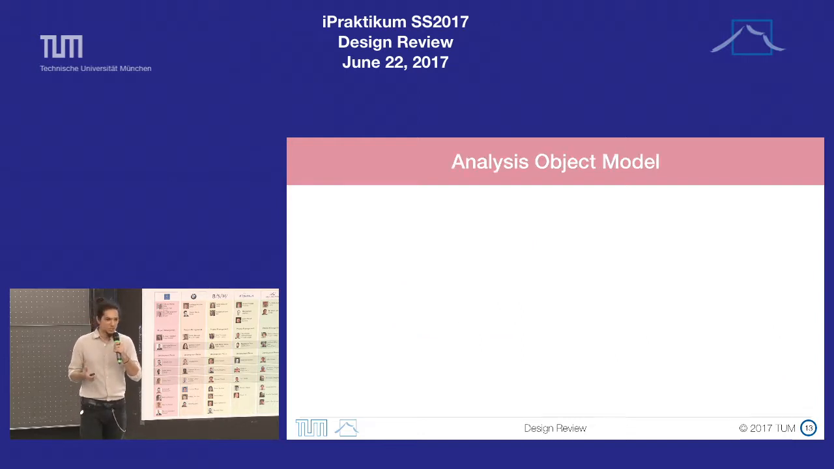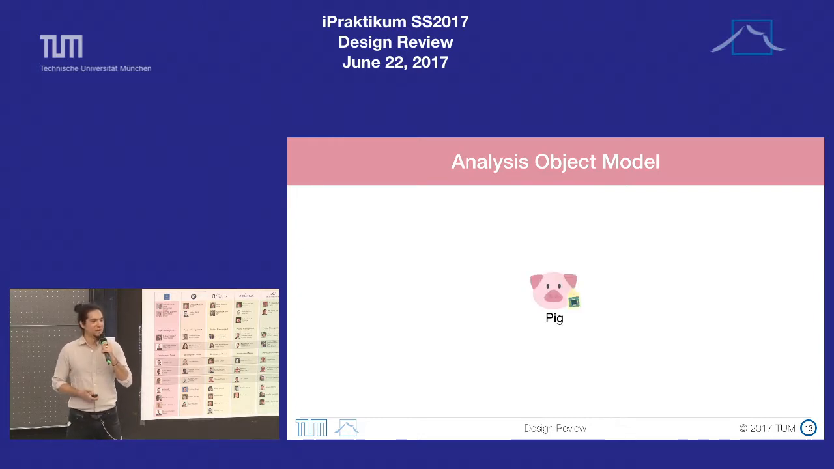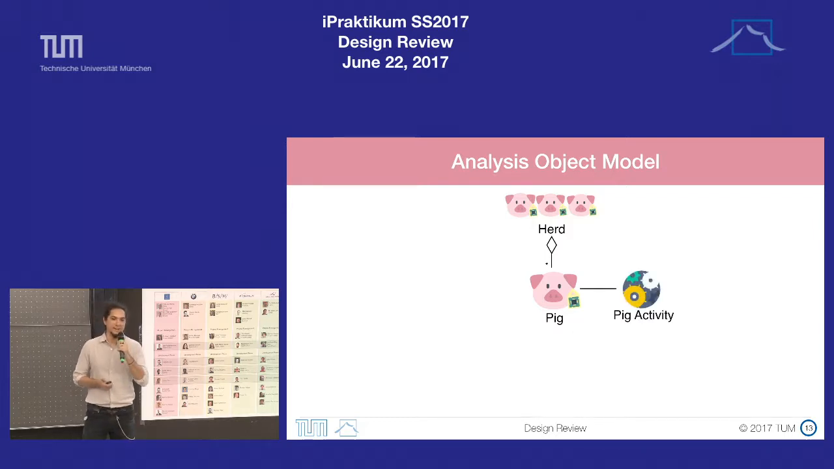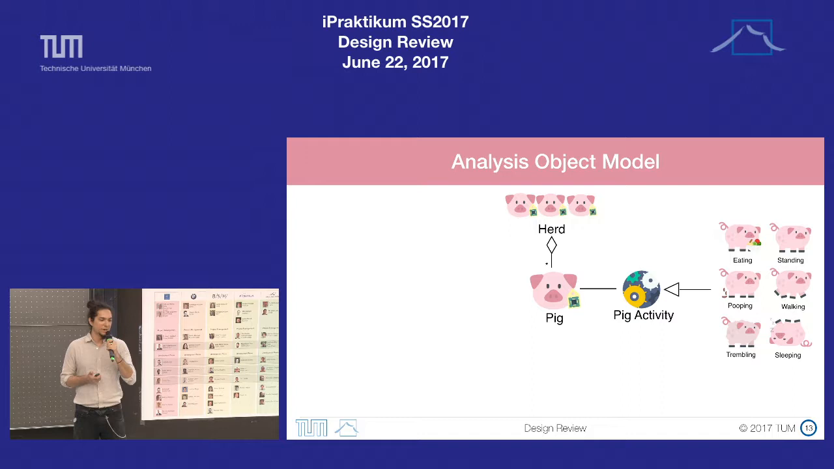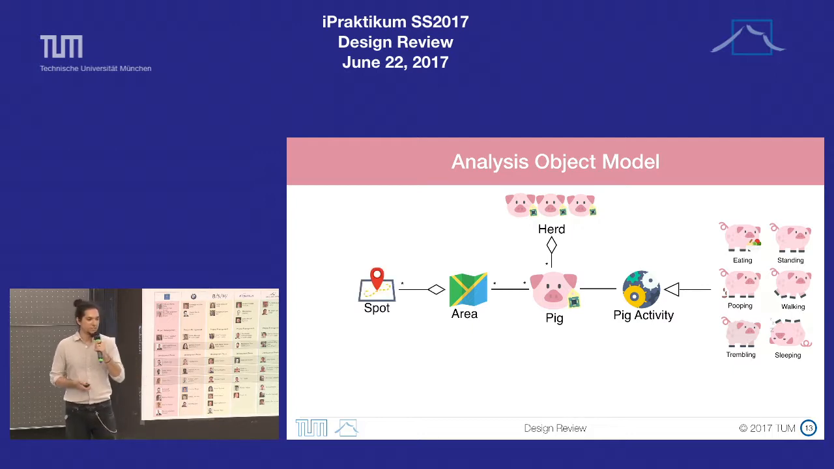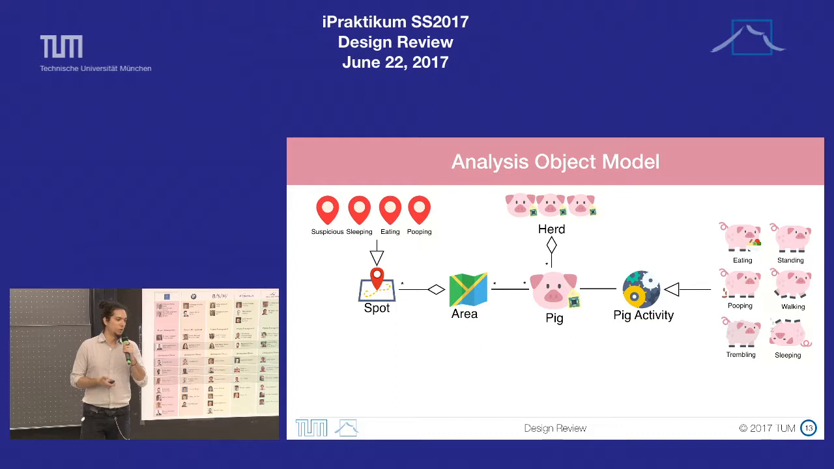And if explaining the project wasn't boring enough, here come the models, our favorite part. For the analysis subject model, we have a lone pig as our protagonist, which is part of a herd of many other pigs. This pig can be doing very different activities, for example, walking or standing. And it can be in many different areas. And we divided these areas in different spots. For example, the spot where the pig is eating.